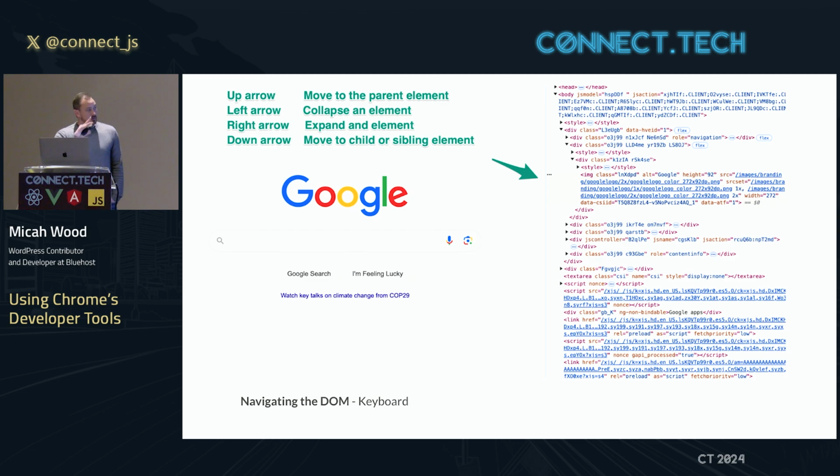So once you're in the panel and have selected some sort of HTML element, you can also just use your keyboard if you want to navigate up and down the DOM or inside and out of elements. It works the way you would expect. If you go up, you go to the parent. If you go down, you move to a child or sibling. And left or right will expand or contract your current element.